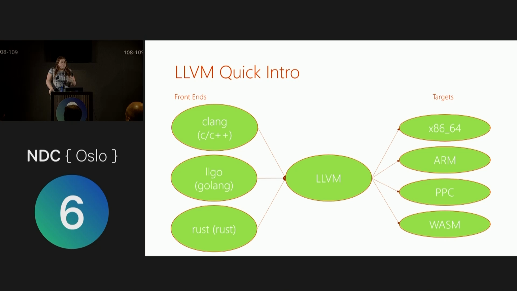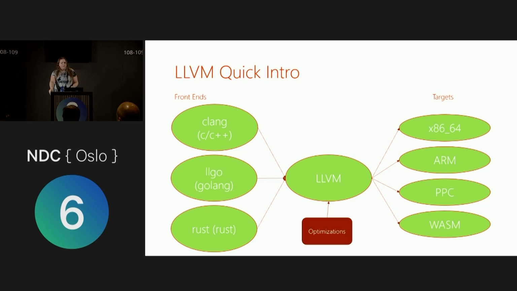LLVM used to stand for low-level virtual machine. They want to be very clear that it no longer stands for that. It's just LLVM. It makes sense because it is low-level, but it's not a virtual machine in any sense of that word. Maybe it was back when the project started, but it's just an abstraction layer between the compiler and the CPU. There's also lots of optimizations that LLVM provides.